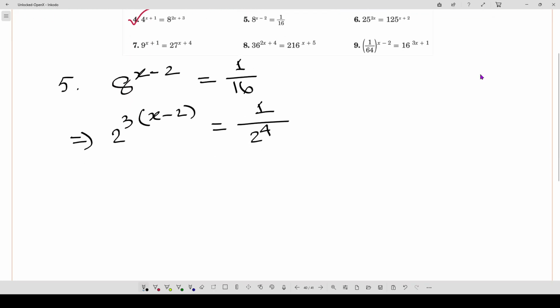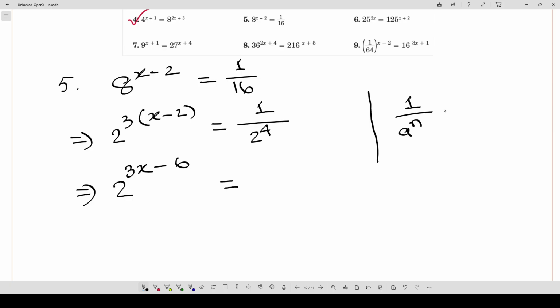Very simple. Next, 2 to the power 3x minus 6 equals 1 divided by 2 to the power 4. Again, we know 1 divided by a to the power n means a to the power minus n, as per the exponential law of negative exponents. This one we can write as 2 to the power minus 4.